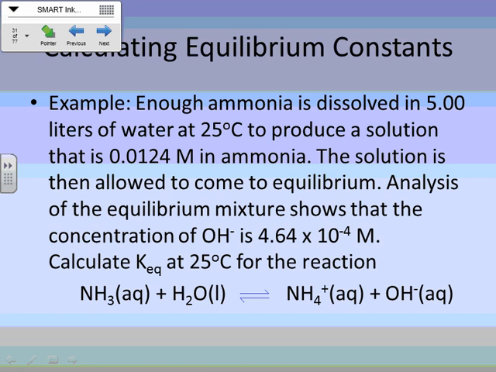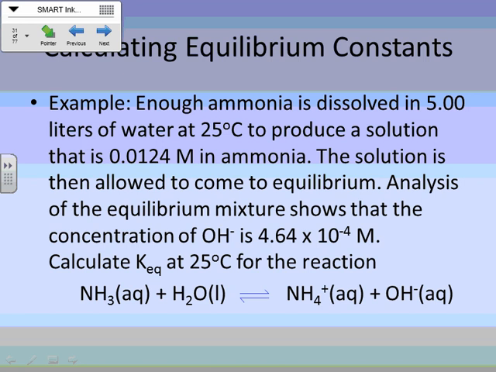We've got enough ammonia dissolved in 5 liters of water to produce a solution that is 0.0124 molar in ammonia, okay? The solution is then allowed to come to equilibrium. Analysis of the equilibrium mixture shows the concentration of the OH minus is 4.64 times 10 to the negative fourth molar. Okay? All right, so when we do these ICE tables, we want to use molarity. And so that's the way that we're going to plug these things in here.